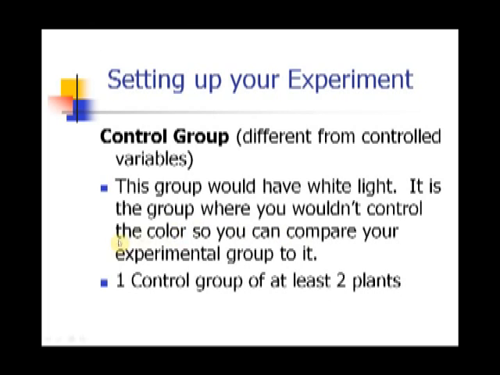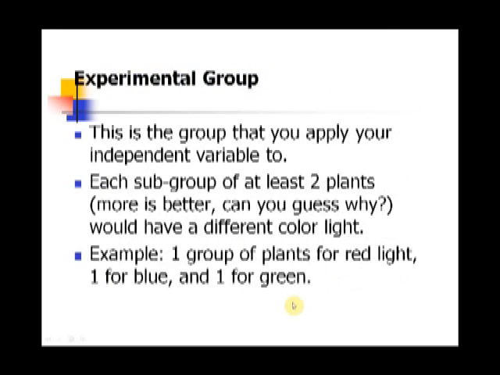You need to have one control group of at least 2 plants. The more the better. We'll talk about why. Then you have your experimental group, or groups. There may be more than one experimental group. In this case, there are many. This is the group that you apply your independent variable to. Each subgroup, the groups that I was talking about, should have at least 2 plants. More is better. Can you guess why? Why don't you write why? Why is it better to have more? Write that up here. Mr. Miller talked about that in some classes. Why do you think it's better to have more plants?